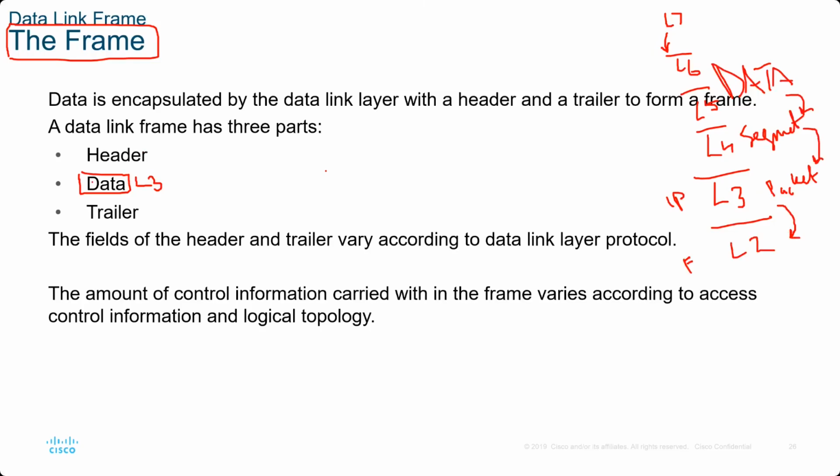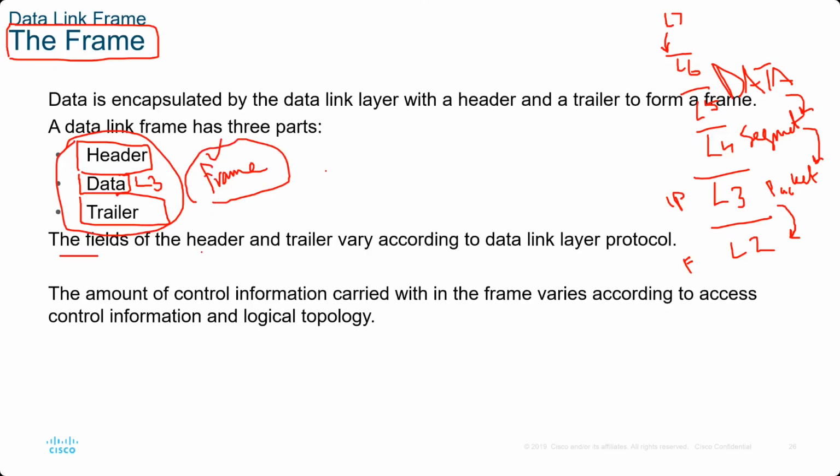A frame has data which came from layer 3, and we encapsulate it in a header. We add a header and we add a trailer to that data, and then we say that this is a whole frame. So we cover the data coming from layer 3 with a header and trailer, and we call it a frame. So what do we add in the frame?